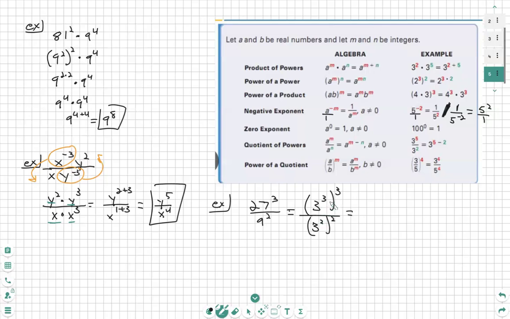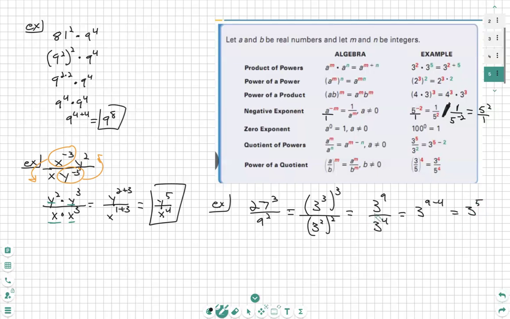And basically we have, remember, an exponent to an exponent, so we'll multiply. 3 times 3 is 9. 2 times 2 is 4. Now we have quotients of powers, and we see we have the same base with exponents dividing, so they are going to subtract, and we'll get 3 to the 5.